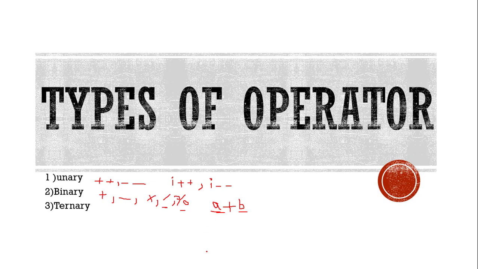The third one is the ternary operator. Ternary operators are those operators that deal with three operands at a time. The example is the question mark, where you check a condition and execute accordingly. So it works like if else: if the condition is true then execute one code, if false then execute the other code. I hope it is clear to everyone.